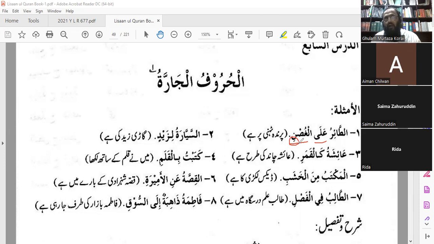At-tayru 'alal ghusni, 'A'ishatu kal-qamari, al-maktabu minal-khashabi, at-talibu fil-fasli, as-sayyaratu li-zaydin. If the harf jarr and the noun following it come at the beginning of the sentence, then what does it become? Khabar muqaddam. Very good. And the following noun may be nakira, that becomes mubtada mu'akhkhar. Very good, very good.